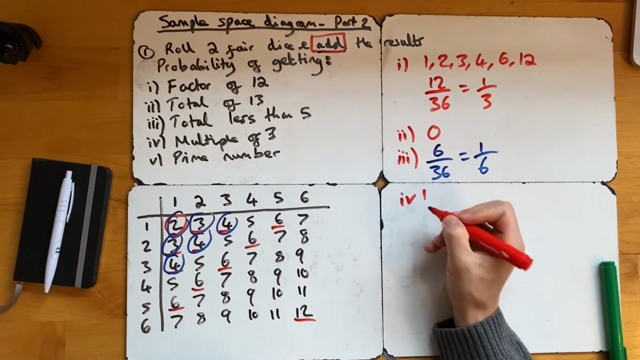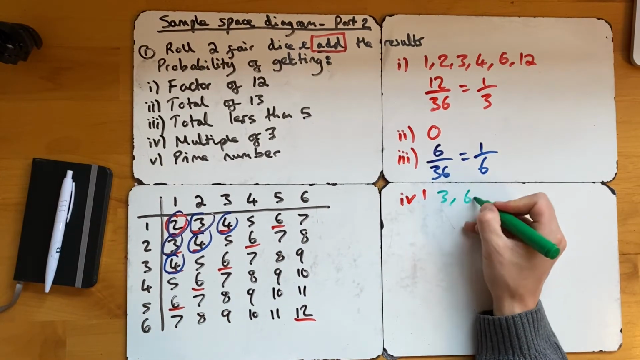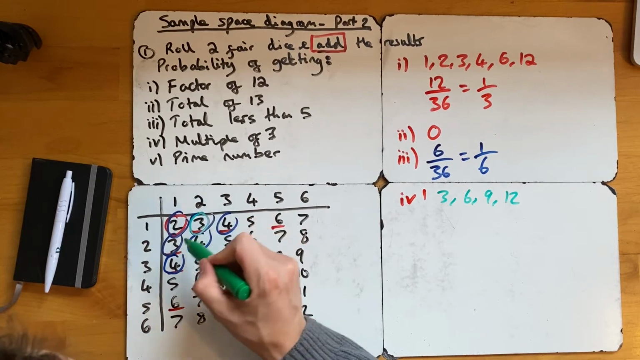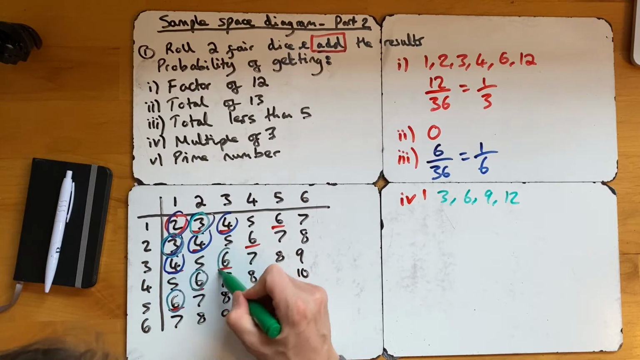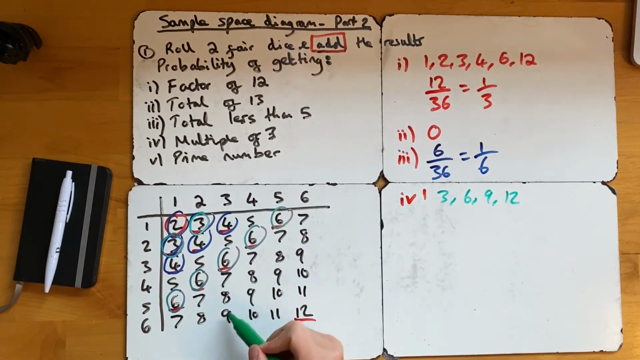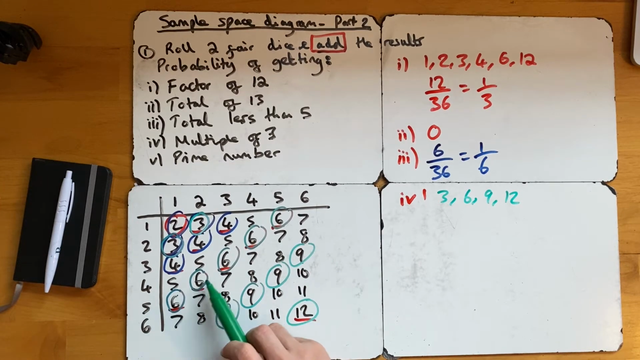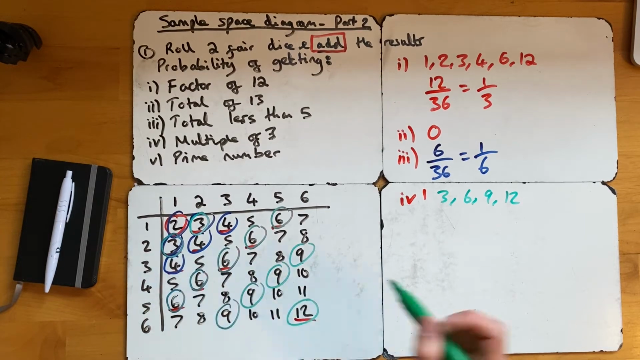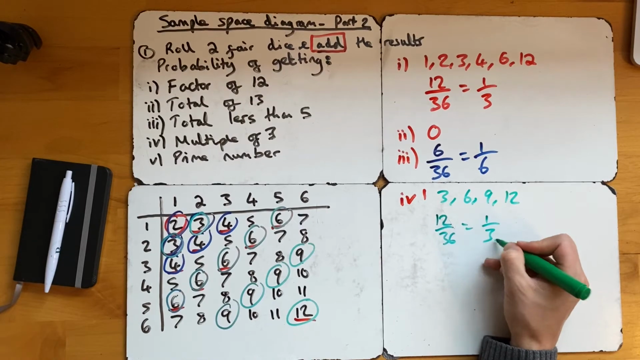Okay, next one. Multiple of 3. Okay, so let's list the multiples of 3. 3, 6, 9, 12. Okay, so you've got 3, 6, so it's all these ones here, 9, and 12. 1, 2, 3, 4, 5, 6, 7, 8, 9, 10, 11, 12. 12 out of 36 again, we already know that is a third.